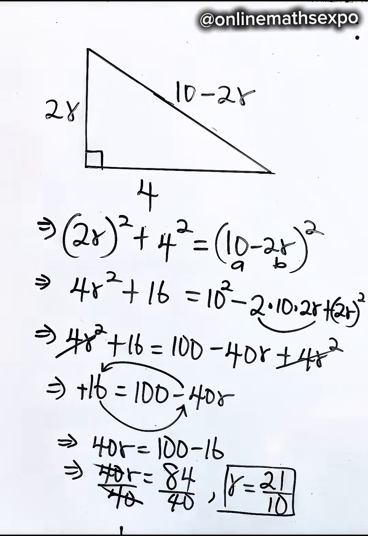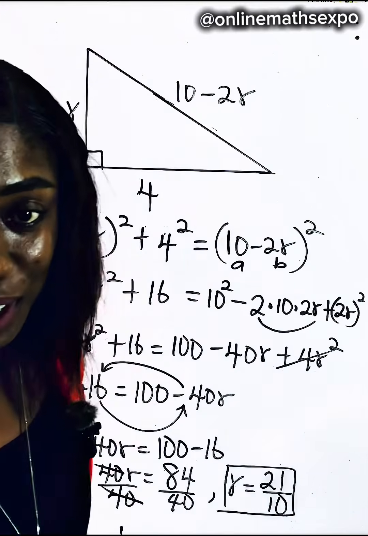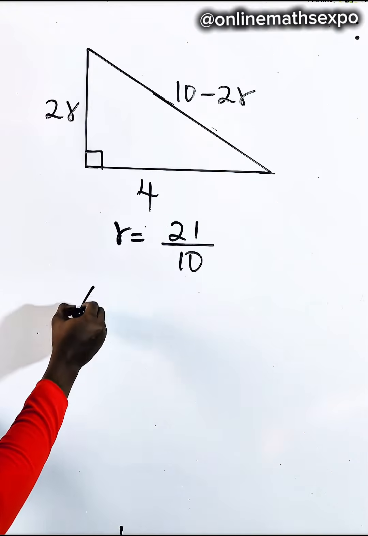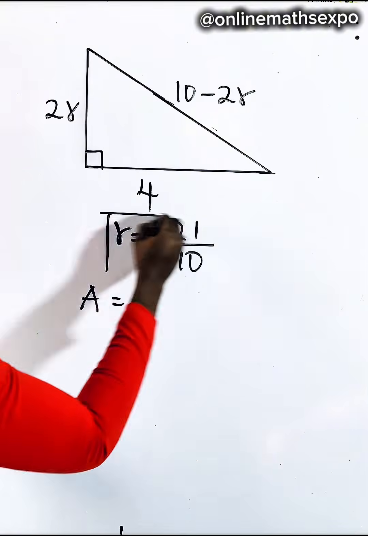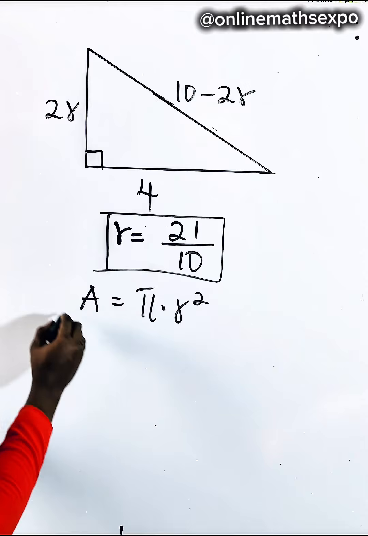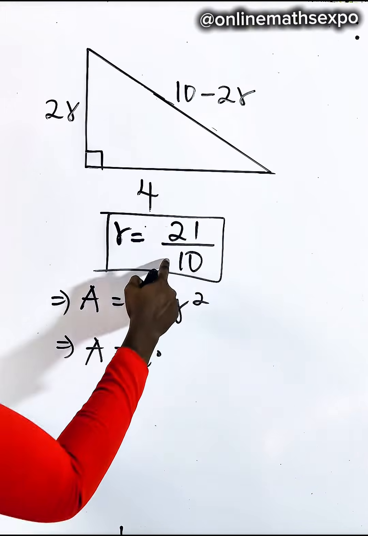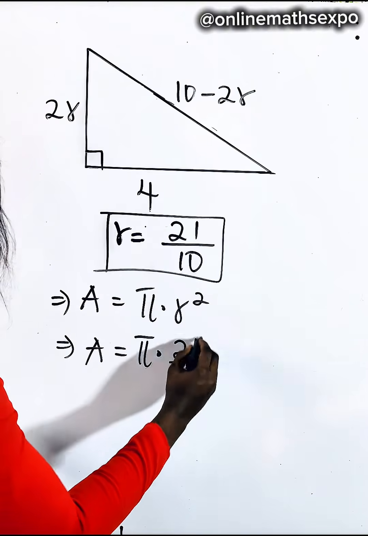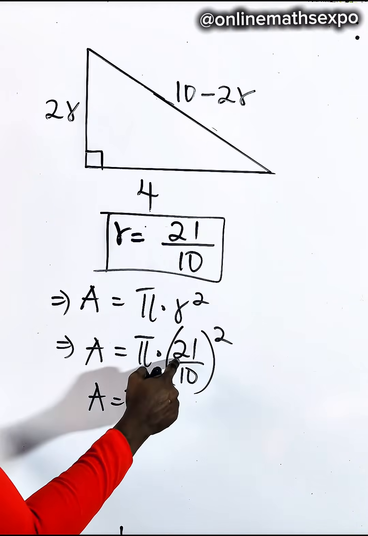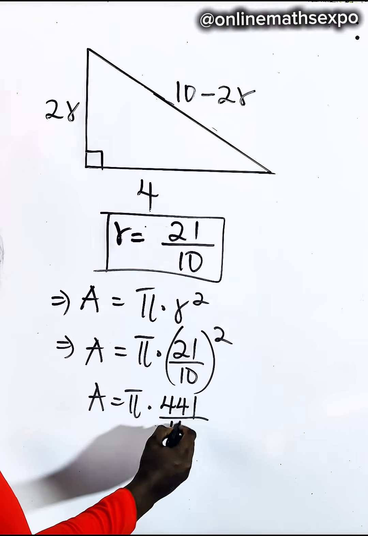But the question is not on radius. We want to find the area. So we're going to use this radius to find the area of the circle. Let's do that together. The area of the circle is pi multiplied by radius squared. So we have the area of the circle is pi times 21 divided by 10, squared. So the area is pi times 21 squared, which gives 441, over 10 squared, which gives us 100.